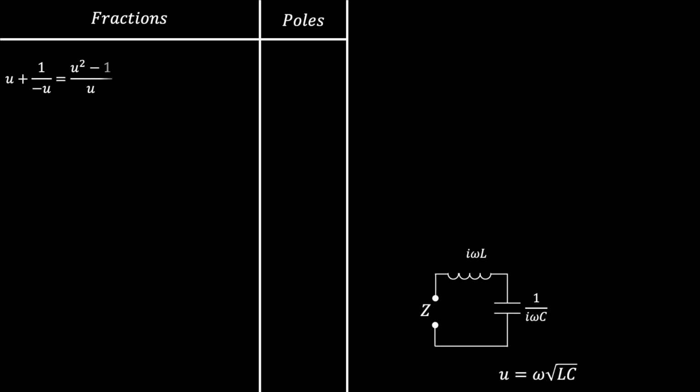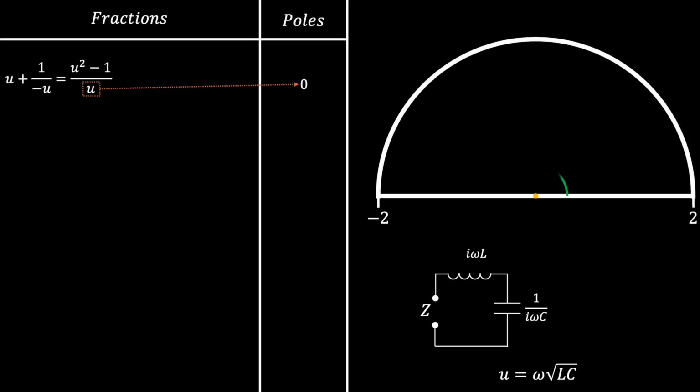Starting with the fraction for a 2-element circuit, the pole is equal to 0. This is also equal to 2 times the cosine of pi over 2, which I'm illustrating on the right using the green line on the semicircle with radius 2. The factor of 2 on the cosine may seem unnecessary, but it's part of a pattern that will seem more clear in the next example.